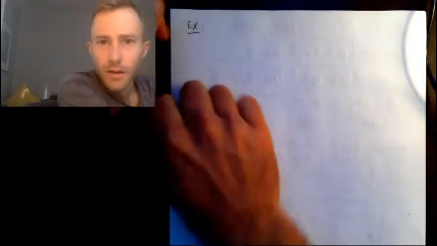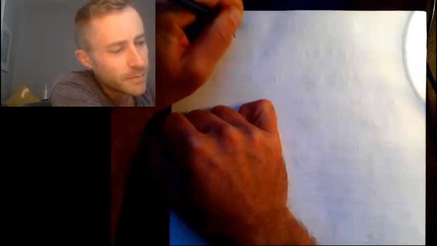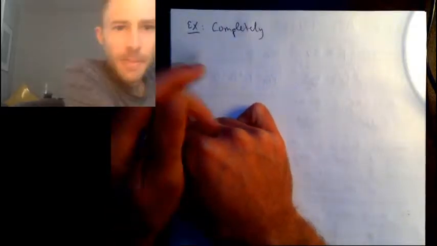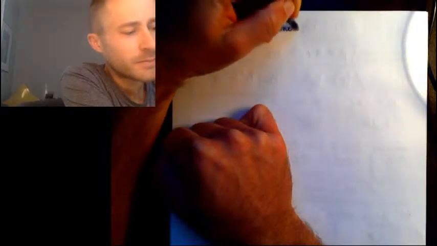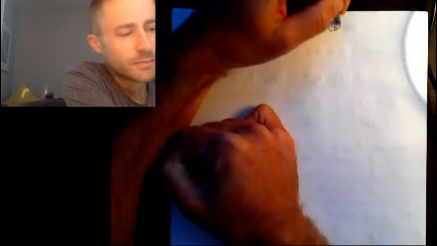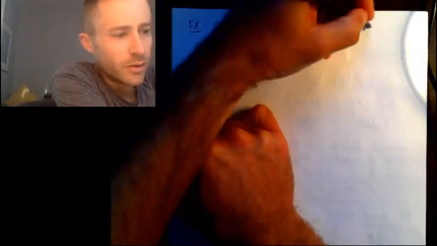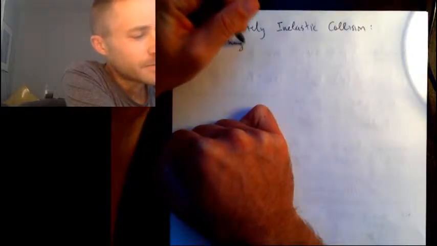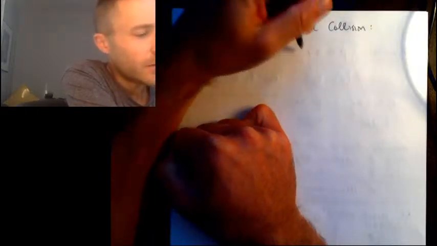So for our next example, we are going to have what is called a completely inelastic collision. So what is a completely inelastic collision? A completely inelastic collision is a collision where things collide, and after they collide, they stick together.